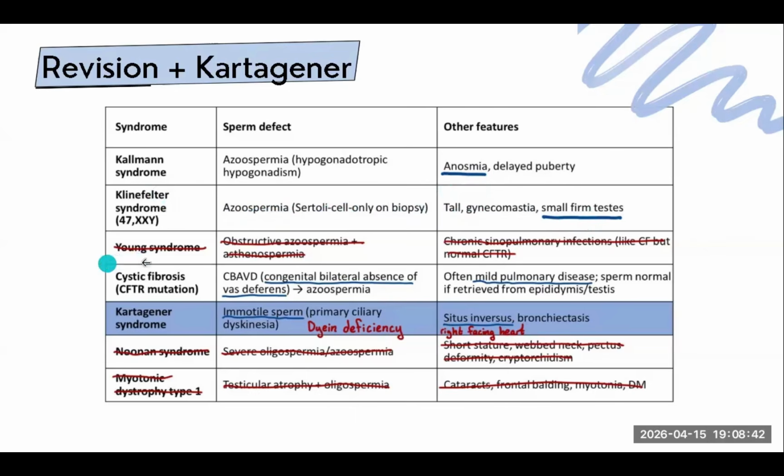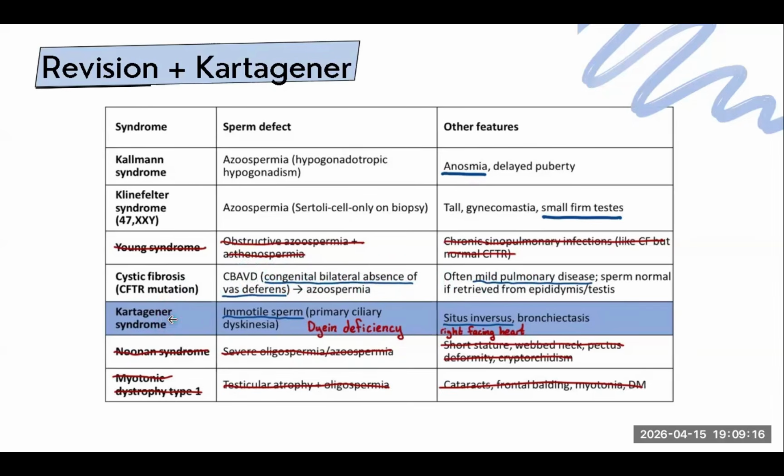The doctor said, don't worry about this. You have cystic fibrosis, CFTR mutation. This is the third time we're mentioning this. It's very high yield. And it leads to congenital bilateral absence of vas deferens, which leads to azoospermia. And it's often associated with mild pulmonary disease because it's cystic fibrosis. The stuff I have underlined in blue are keywords you should look for in the exam, okay?